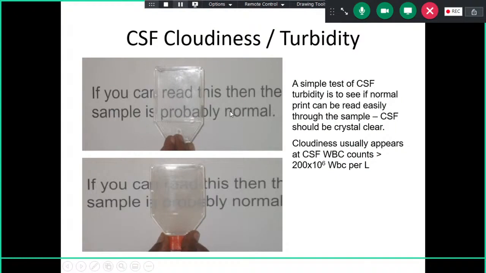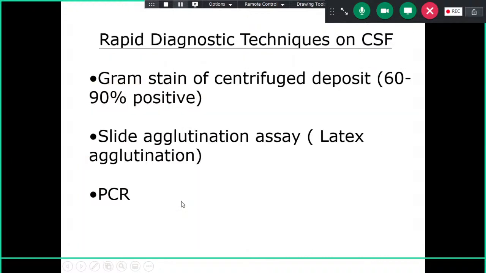So this is the normal CSF. You should be able to read a newspaper line through this. But if it is extremely cloudy because of the presence of WBC, you know this individual has some problem there. And what about the gram stain? You do a gram stain, look for the suggestive organism, and you can take the sample. You can do a latex agglutination for Streptococcus pneumoniae, group B Streptococcus, etc. You can also do the PCR for detection of the DNA.